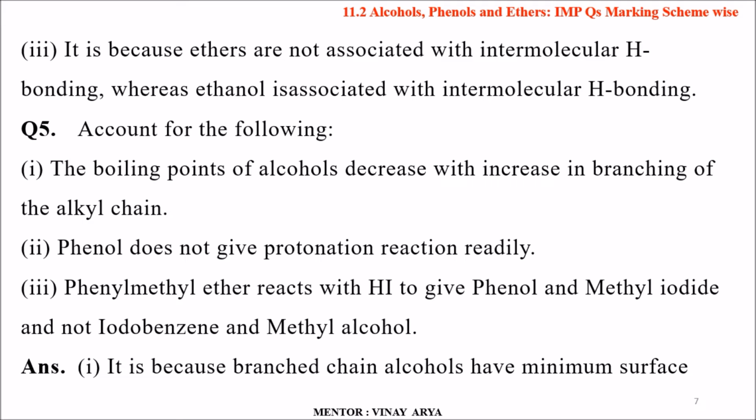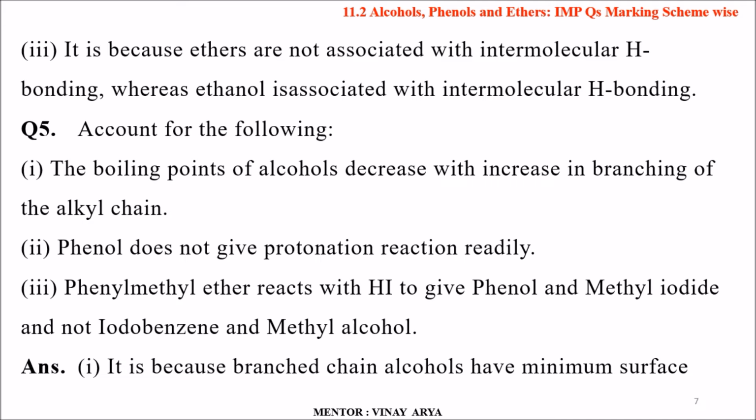Question number 5 says, account for the following. The boiling point of alcohol decreases with increase in branching of the alkyl chain. Second, phenol does not undergo protonation reaction readily. Third, phenyl methyl ether reacts with HI to give phenol and methyl iodide and not iodobenzene and methyl alcohol.